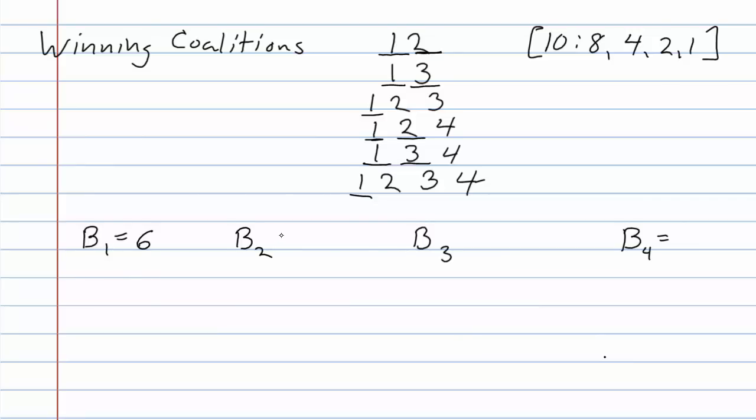What about player 2? How many times is player 2 critical in a winning coalition? Well, how many times is player 2 underlined? 1, 2, and that's it. Only twice. What about player 3? How many times are they underlined? There's 1, 2, and again that's it. So for player 3, they're only critical twice. And what about player 4? How many times is player 4 underlined? If we look in each of these coalitions, we see that 4 is never underlined. So the number of times they're critical is 0.